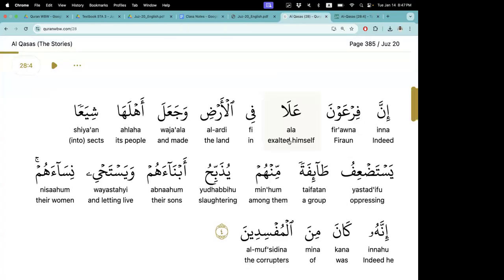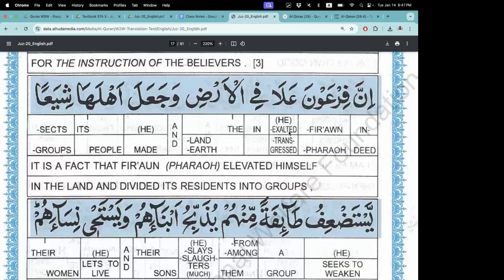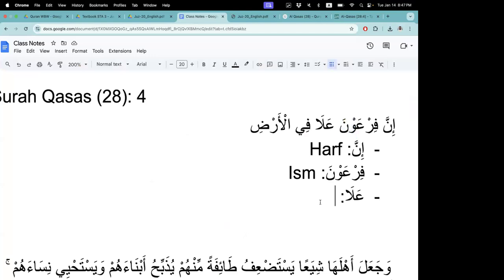Ala, what does ala mean? Ala means exalted himself. In the other translation, it says he exalted, he transgressed. So what do you think this is going to be? Ism, fi'l, or harf? Fi'l, right? Because you notice there's a he there. There is an implicit doer. This is going to be a fi'l, which means he exalted.